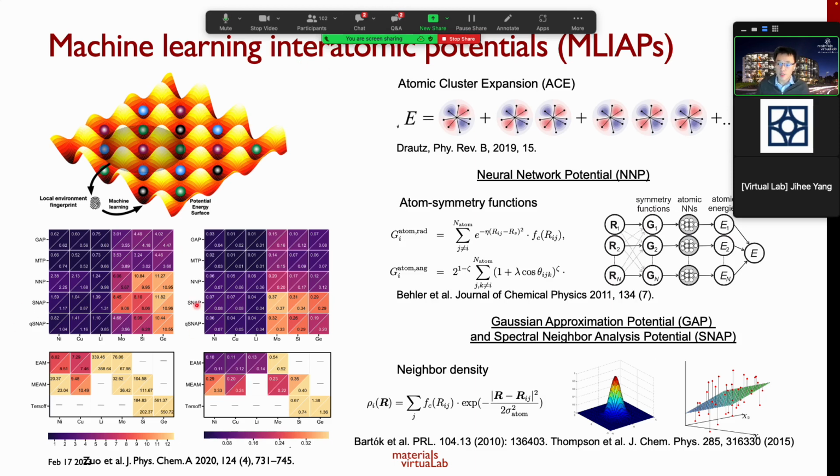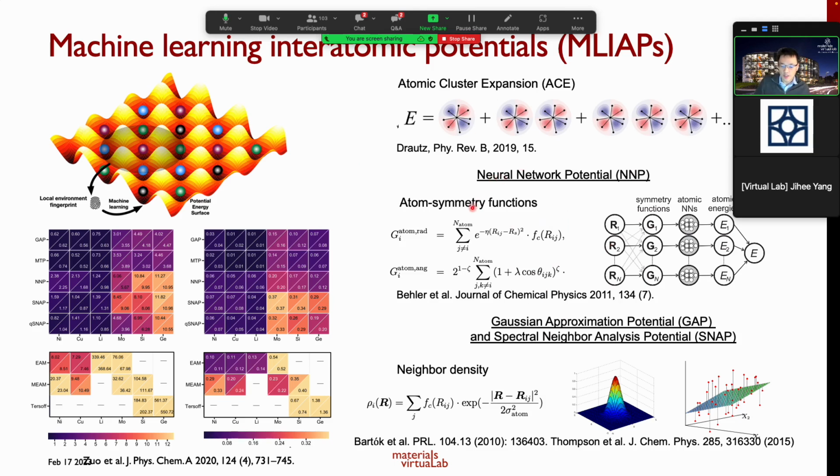This is actually a benchmark work that my group did in collaboration with a lot of the developers of the various types of machine learning interatomic potentials. So things like the GAP potential, the moment tensor potential, neural network potential, and the spectral neighbor analysis potential. I would just summarize by saying that basically the energy and force errors that you can get with all these formalisms are much, much lower than what you would be able to get with things like EAM, the traditional embedded atom method, and modified embedded atom method potentials. Okay. Now, there are many flavors of all these machine learning interatomic potentials. I'm not going to go through them in this talk.